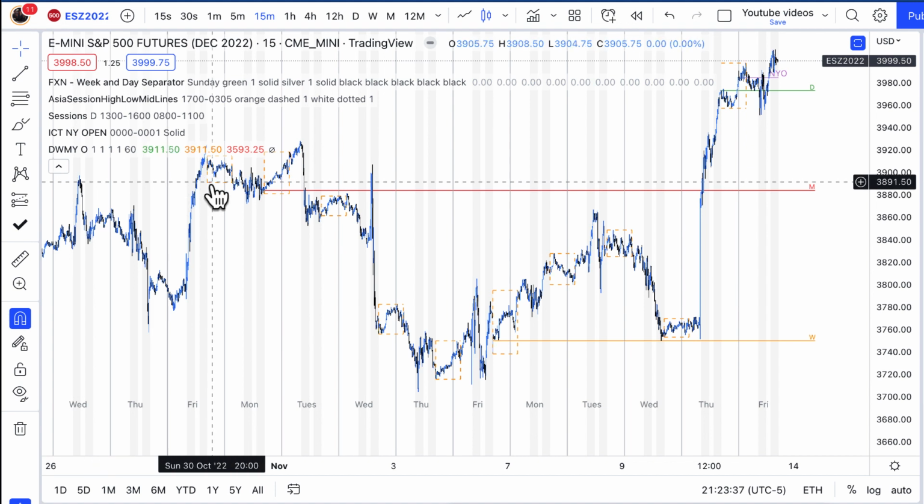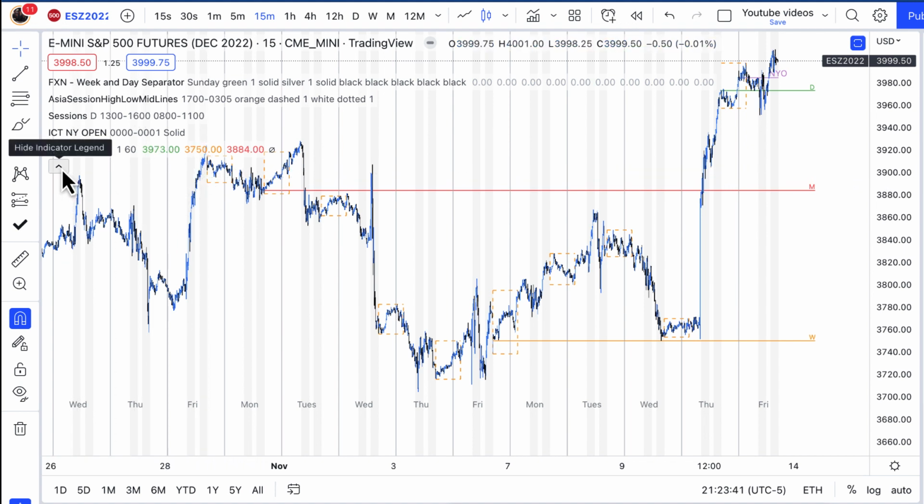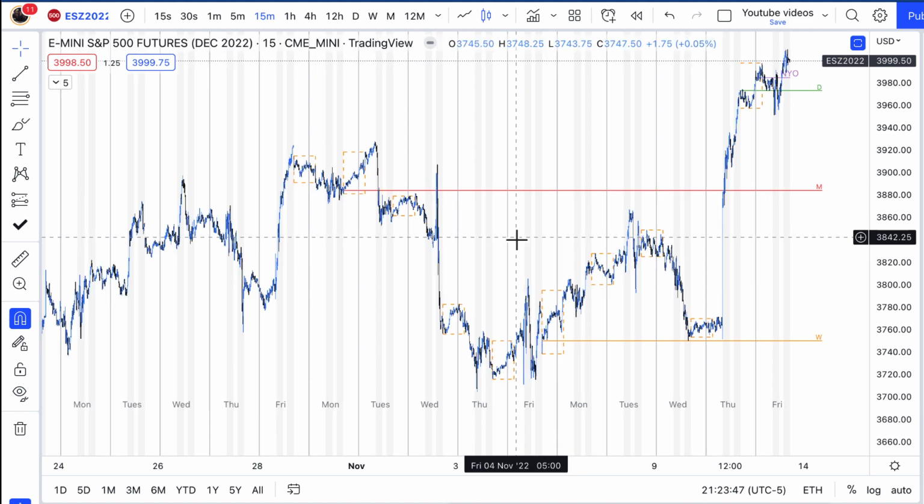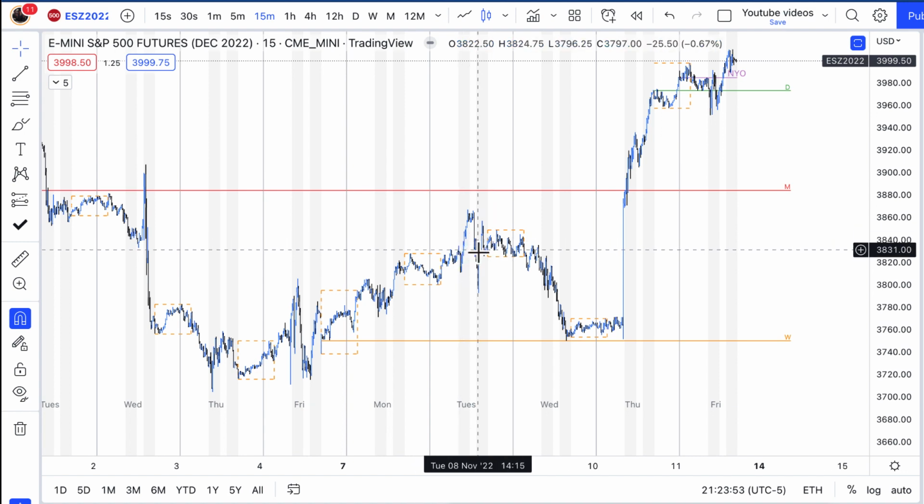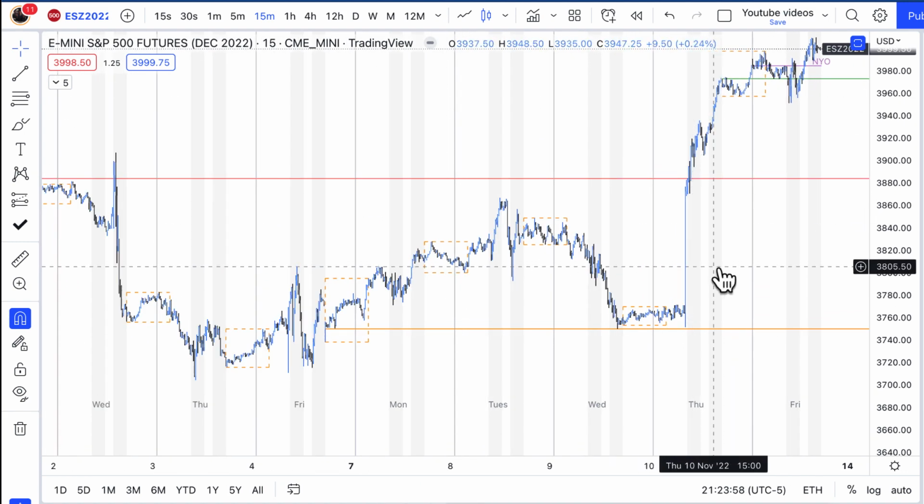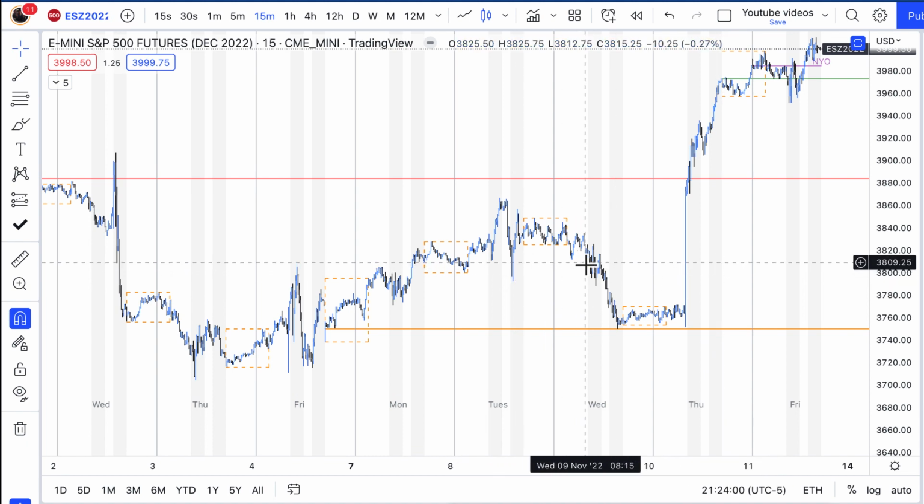I don't use RSIs. I don't use any other indicators. I don't even remember the names anymore because I stopped using them years ago. All right, guys, so you don't need EMAs, you don't need RSIs, you don't need MACDs, you don't need none of that. The only thing you need is price action and these indicators to help you see where price is, what price is doing every day.